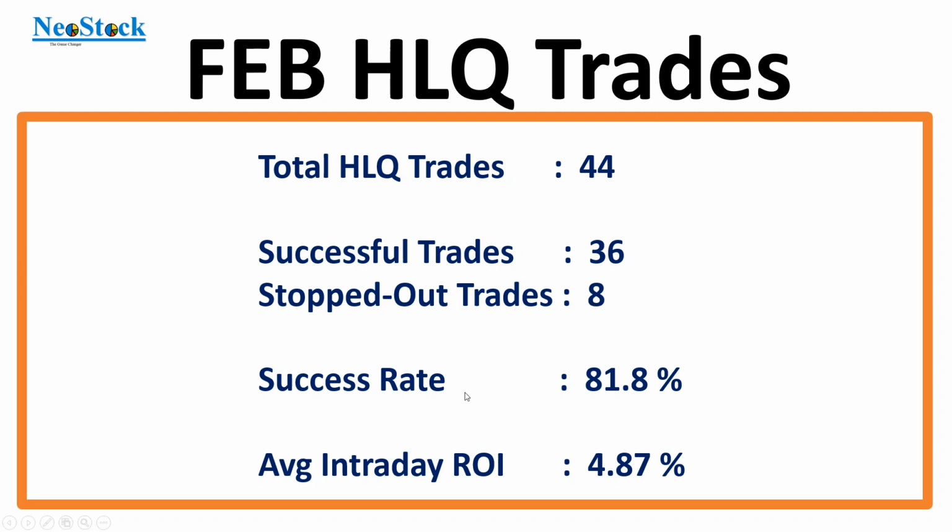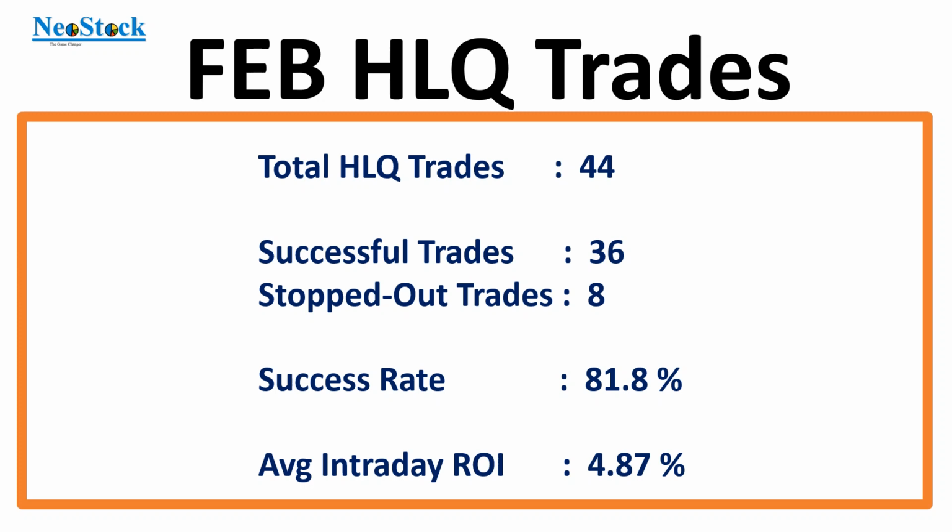Another important observation you have to make: the average intraday ROI is reduced this month. We got only 4.87, so we can say close to 5%. We are supposed to get 6.1% ROI, which is our average ROI, but compared to that, this month is less. So what could be the reason? I evaluated that as well, and I identified a few interesting reasons during this month.